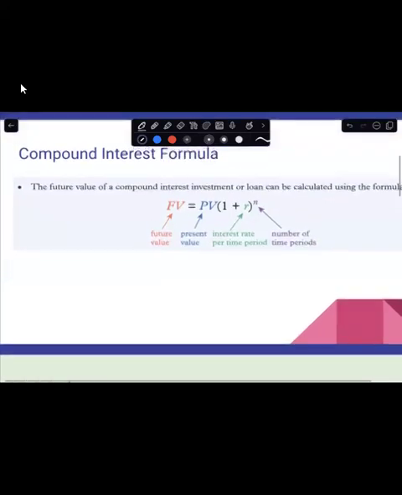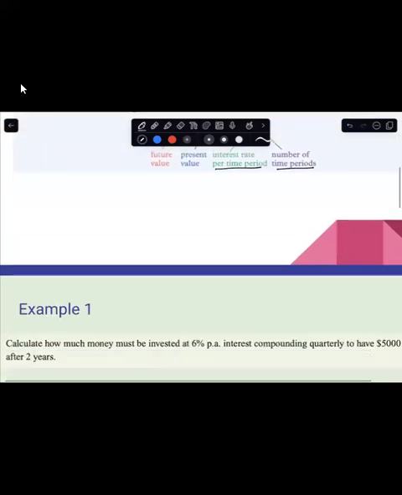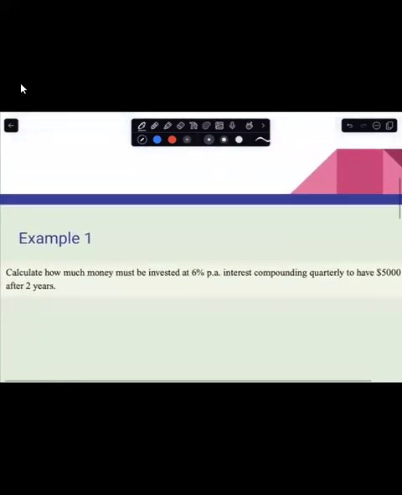All right. One thing to note before I go through the 3 examples. Your interest rate and your number of periods need to be in the same time period. So if your interest rate is per month, then your number of years or your time period needs to be in months as well. Okay. This will play a role in our examples.